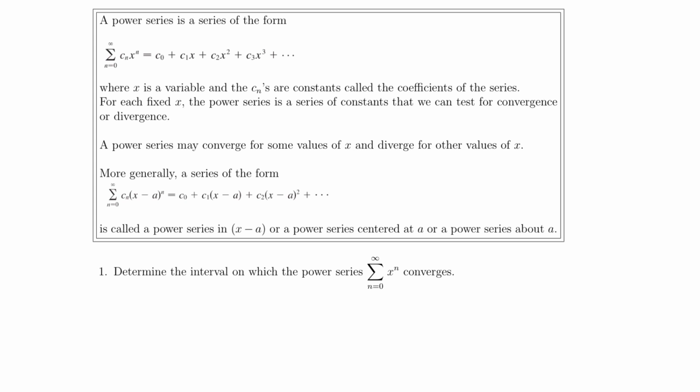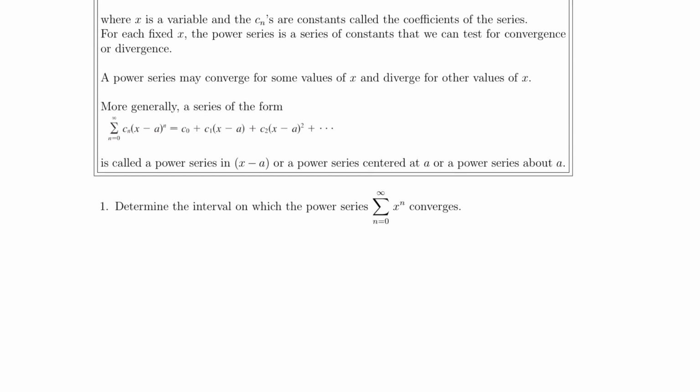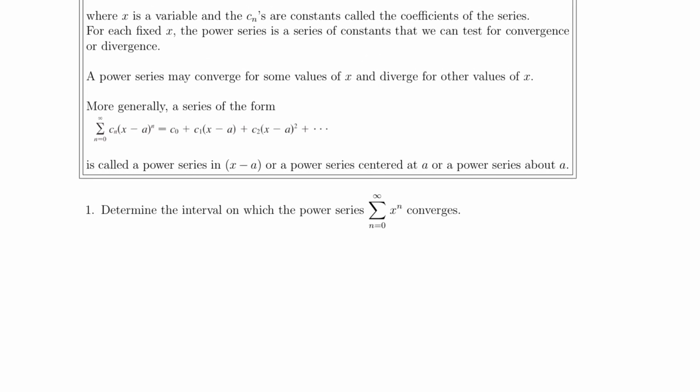All right, so the most basic power series is this power series right here. That's the series n equals 0 to infinity of x to the n. If I write this out, on what interval does that power series converge? And more than that, what is the sum of the series?